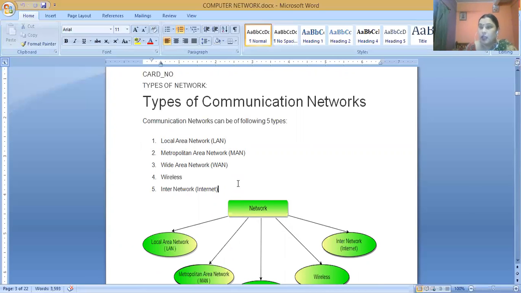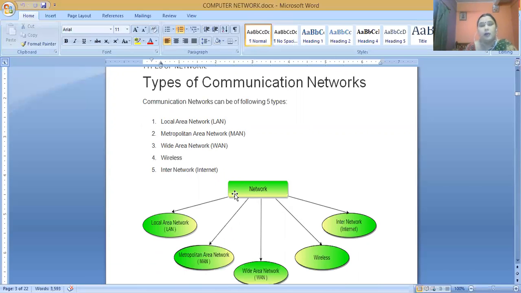First one is local area networks. Second one is metropolitan area networks. Third one is wide area networks. Fourth one is wireless, and fifth one is internetworks. But in the syllabus, we will discuss only three types of networks: LAN, WAN, and MAN. Now we will discuss one by one.